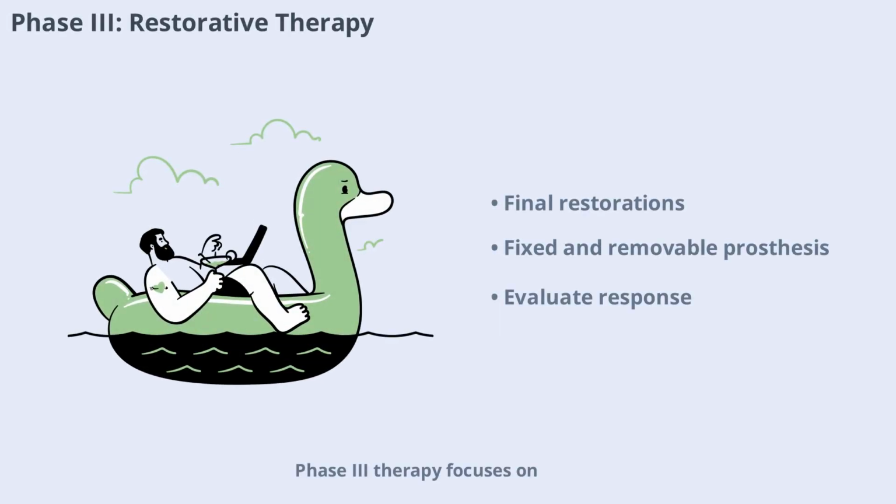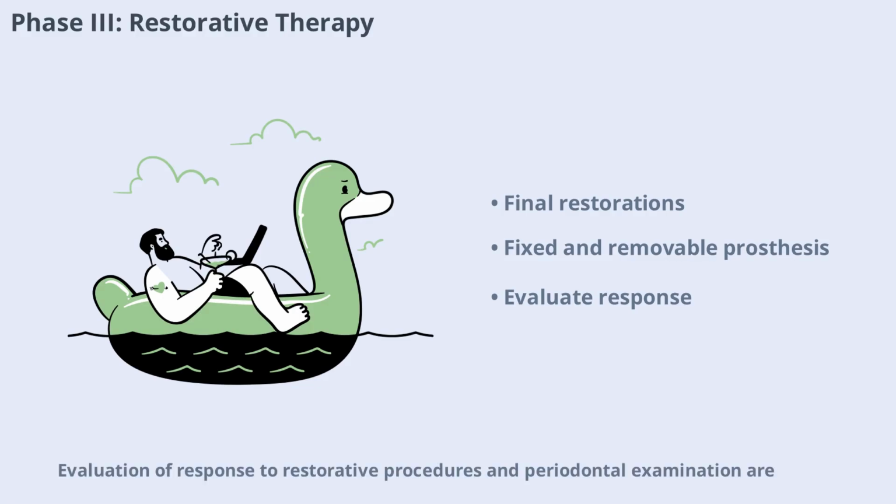Phase 3 therapy focuses on final restorations and prosthetic solutions. Fixed and removable prostheses are placed to restore function and aesthetics. Evaluation of response to restorative procedures and periodontal examination are conducted to ensure that the patient is achieving optimal results. This phase marks the transition from surgical to maintenance care, emphasizing the importance of ongoing evaluation.